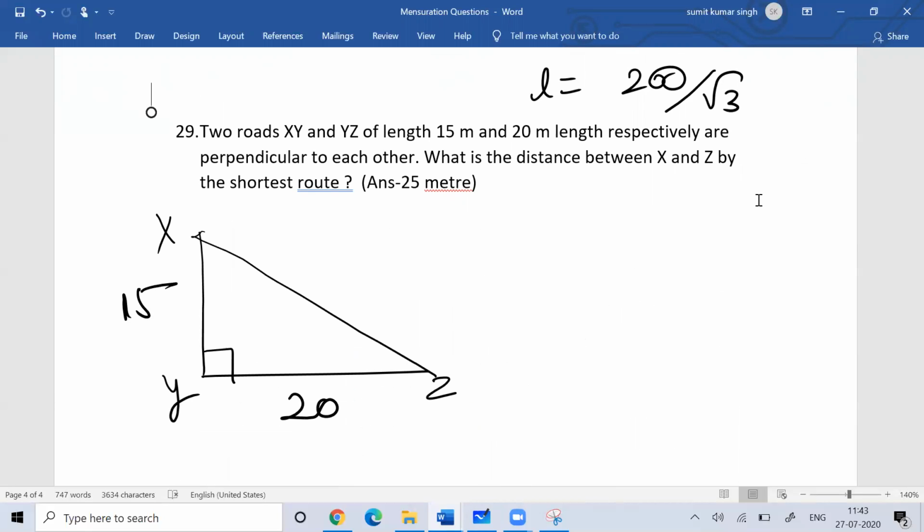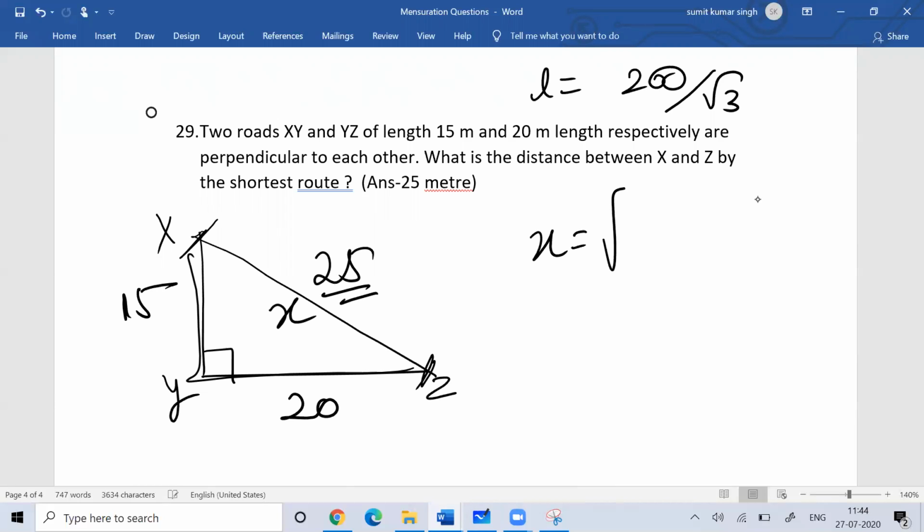Whenever you want to find the shortest distance, you will not go with this. You just use Pythagoras theorem. It's a right angle triangle. So they have used Pythagoras theorem. So this would be 25. And I believe you know that.